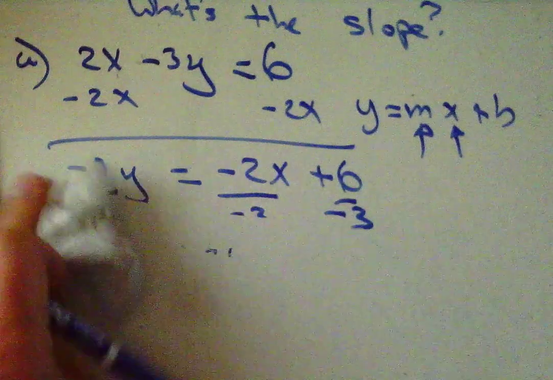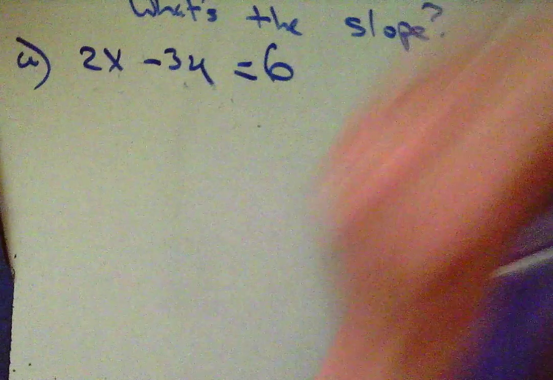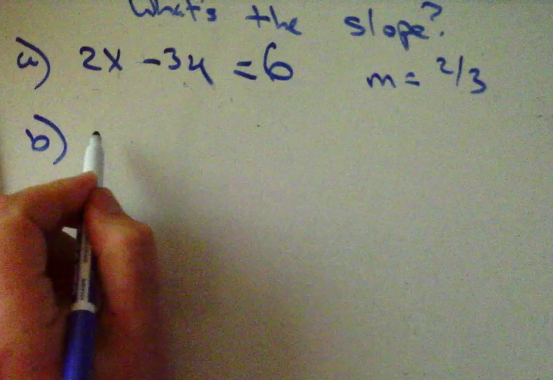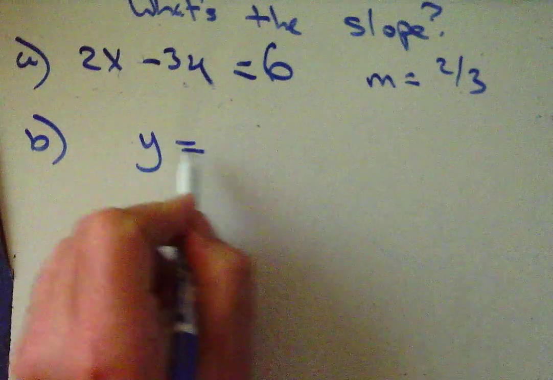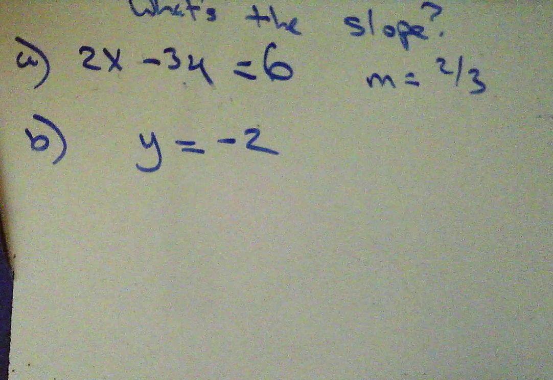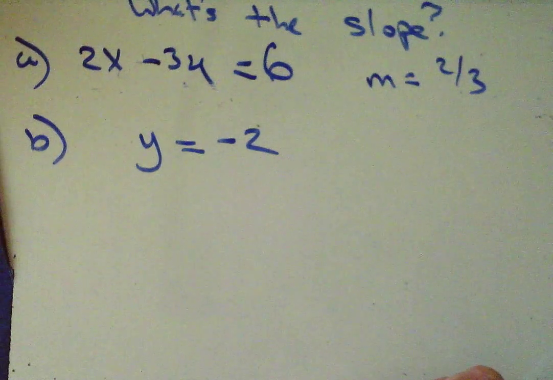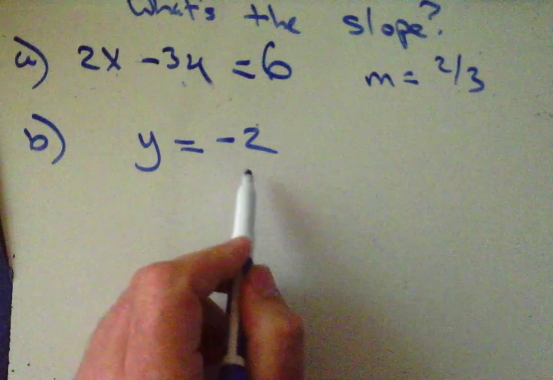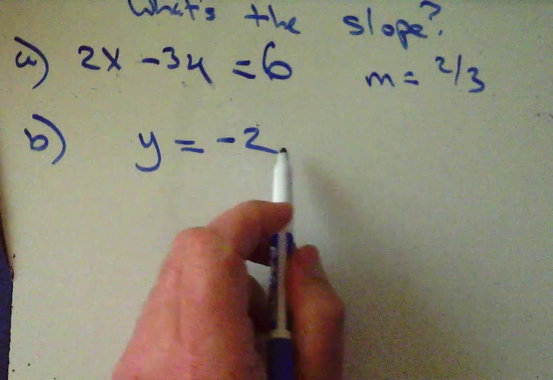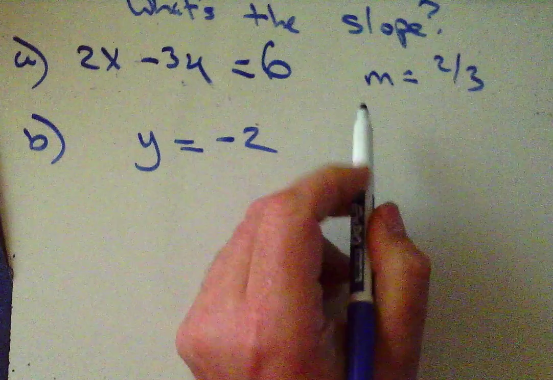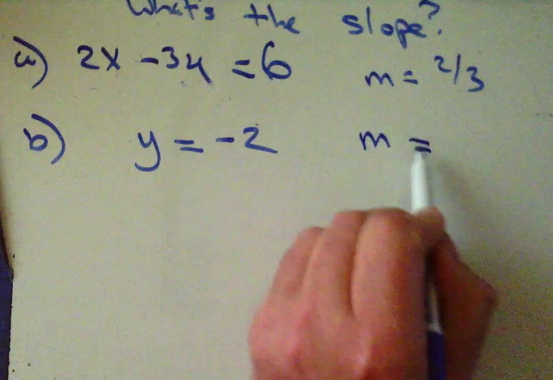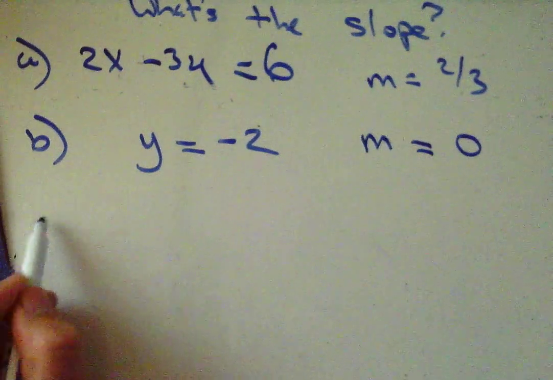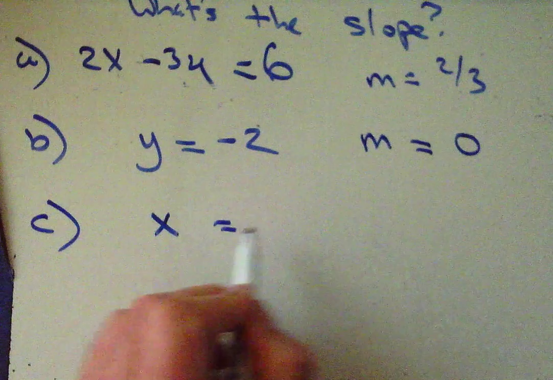But I want to ask what's the slope for these other lines as well. For example, this line, y equals negative 2. What's the slope here? The slope for this is not negative 2. Remember, when we see y equals a number, that graphs a horizontal line, and horizontal lines always have a slope of 0. And finally, part C, what if we have x equals 3?